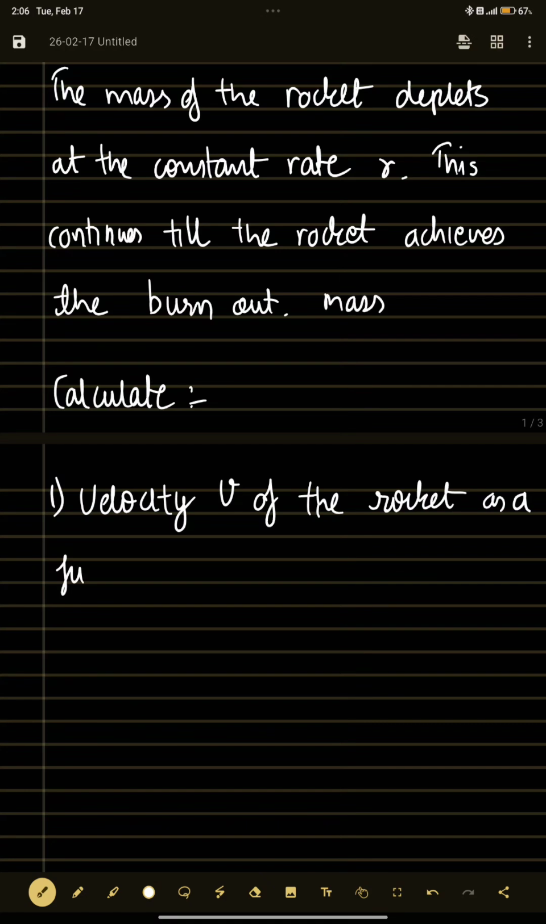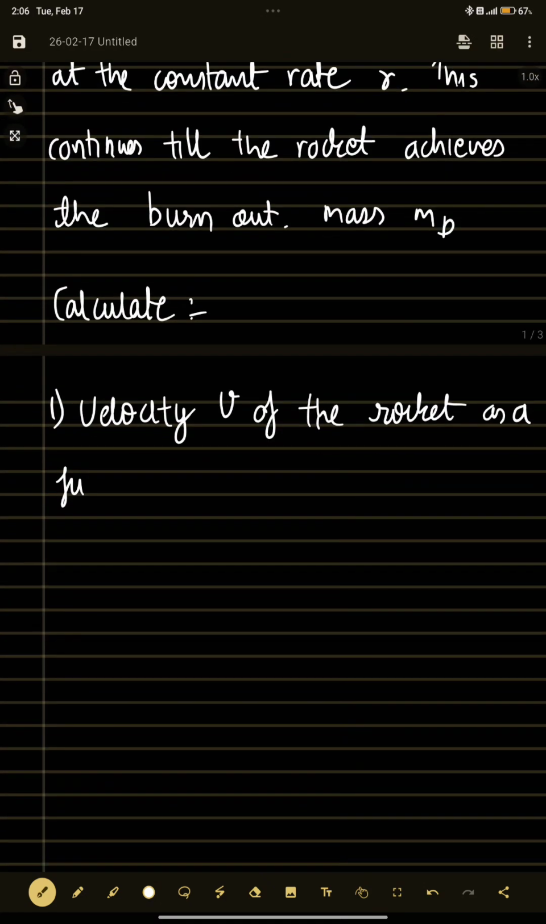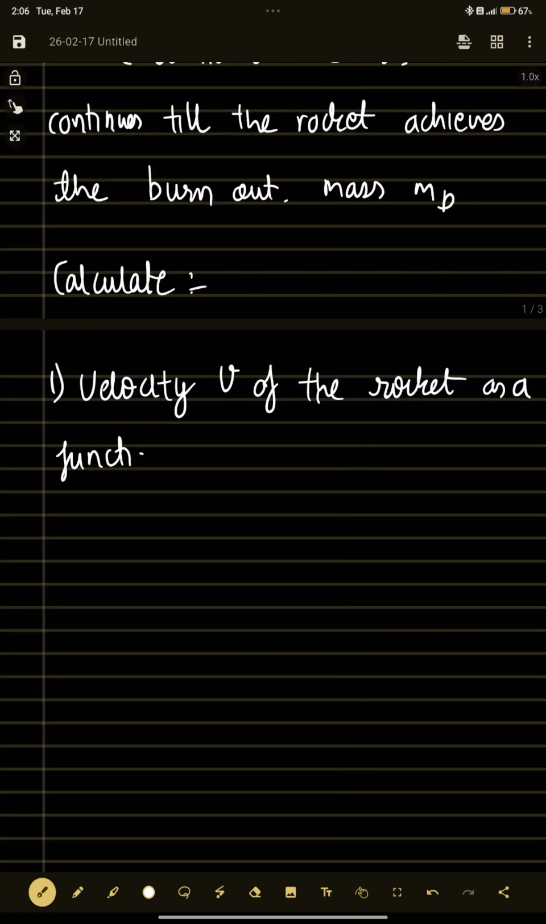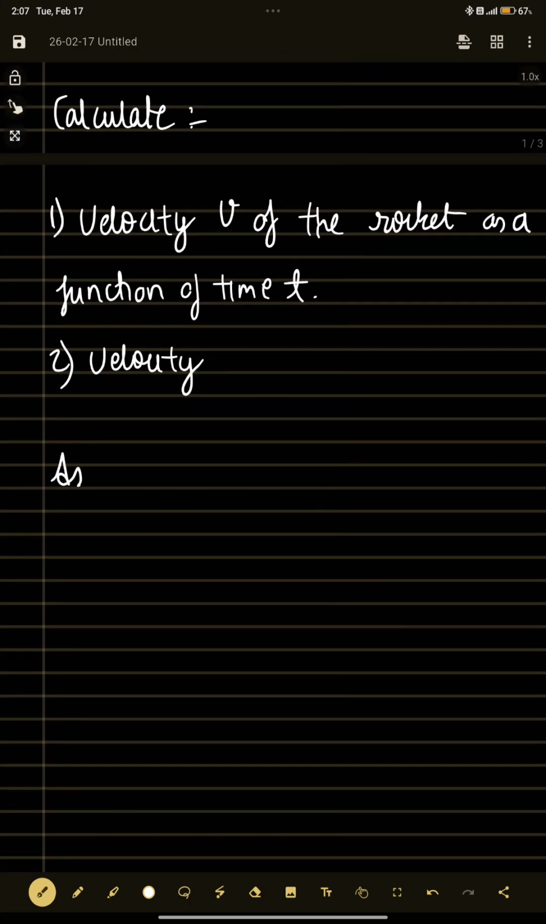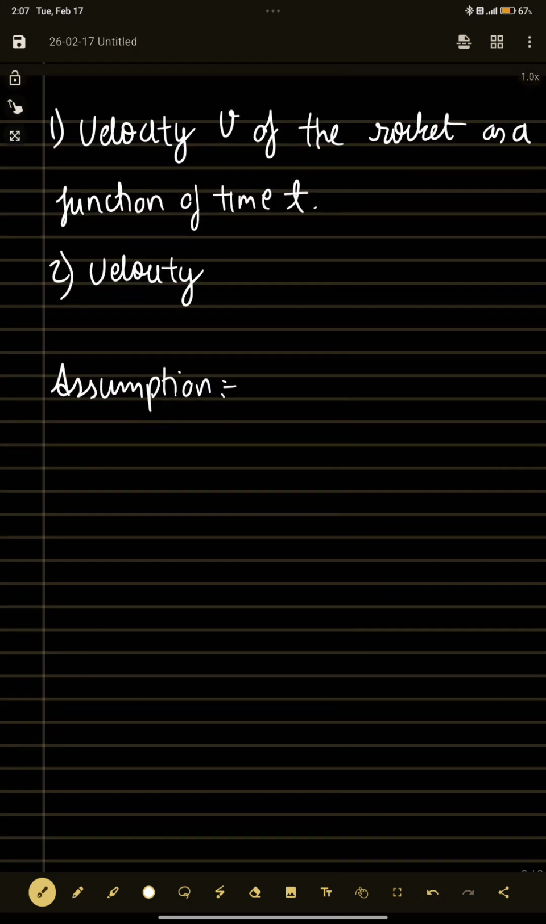There are certain assumptions to this problem. Assume no atmospheric drag, and no variation of acceleration due to gravity.